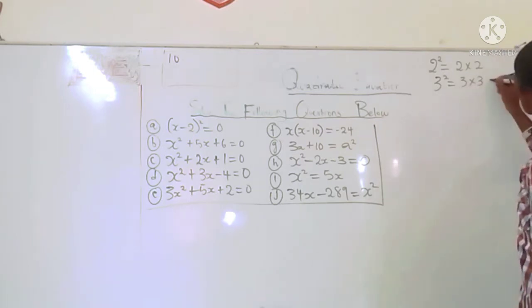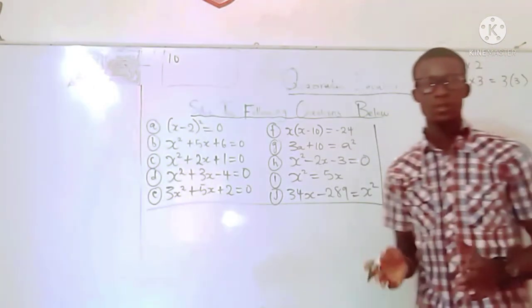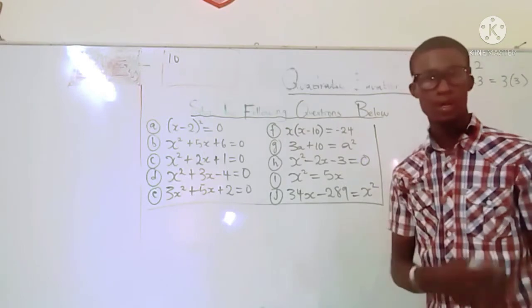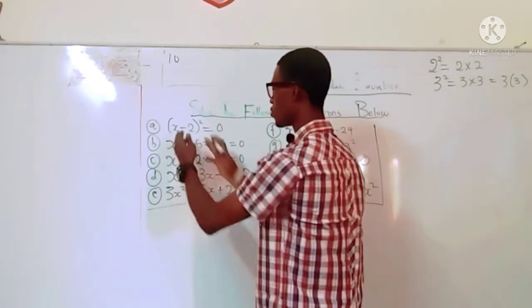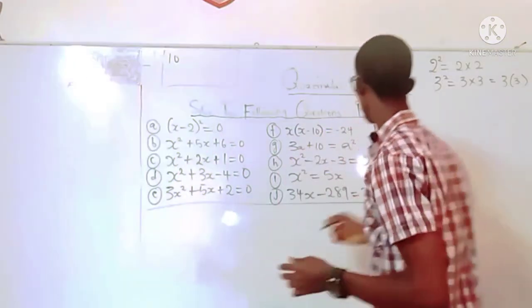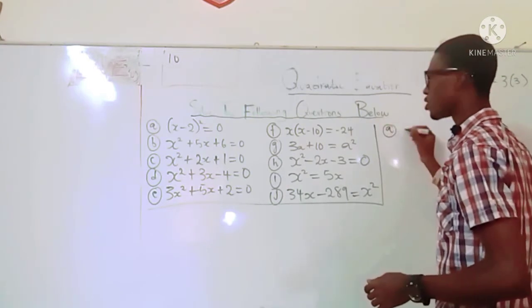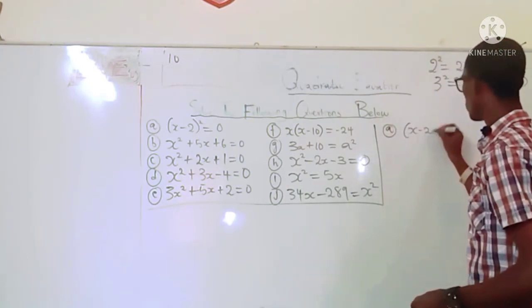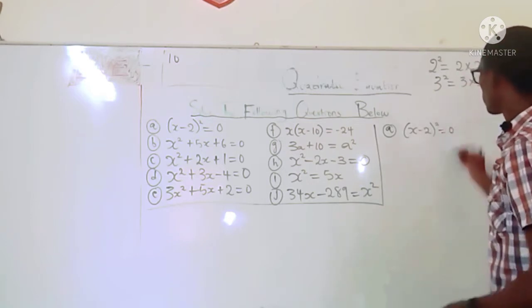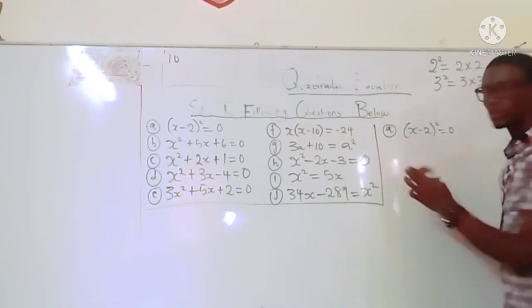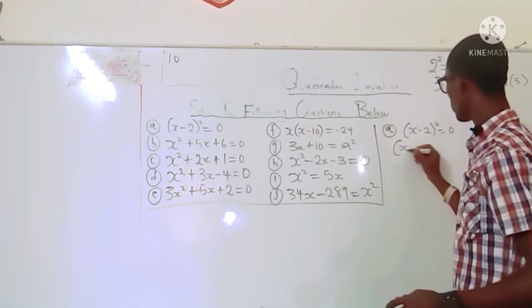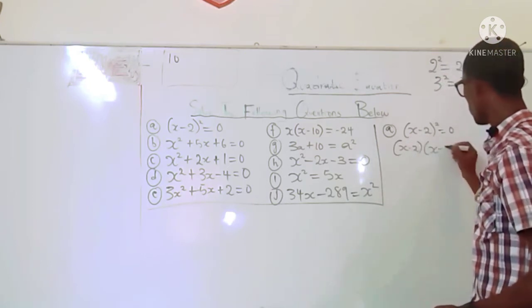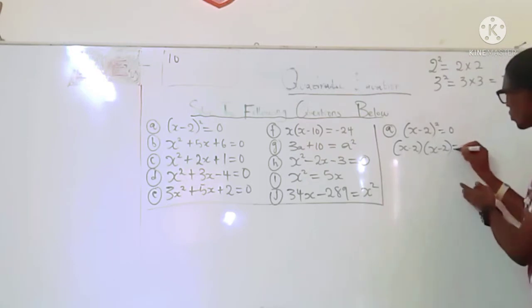3 times 3 can also be written as 3(3), because brackets means multiplication. It doesn't matter how you want to go about it. So where am I driving at? When you see something like this, it means we are going to replace this 2 times. So starting with the first question, (x minus 2) squared equals 0. How do you go about this? We are going to write this 2 times, but we shouldn't forget to make sure that they are both in brackets. So (x minus 2)(x minus 2) equals 0.